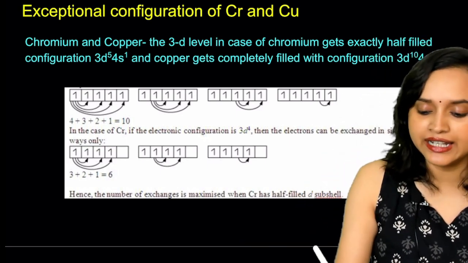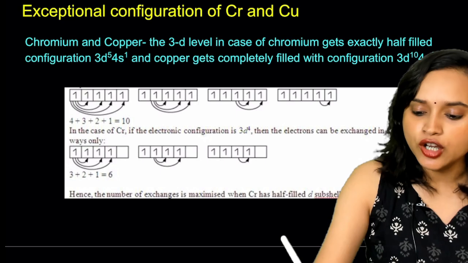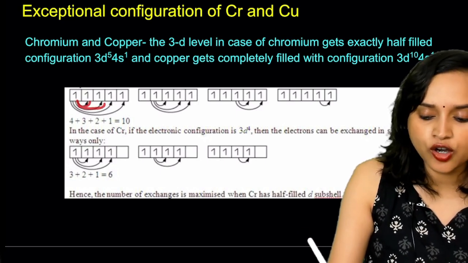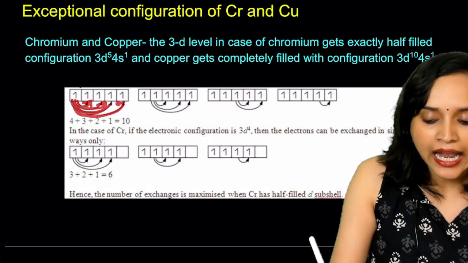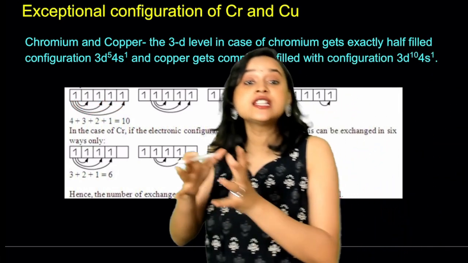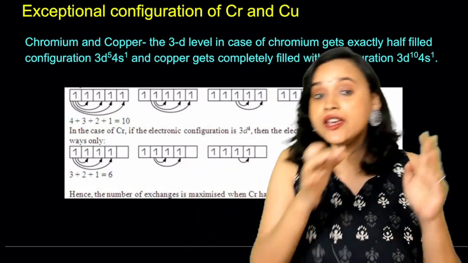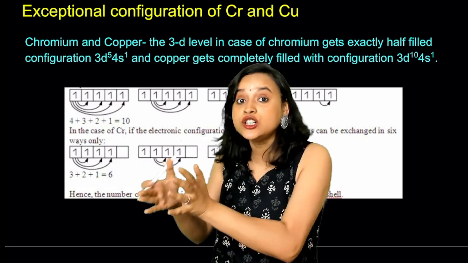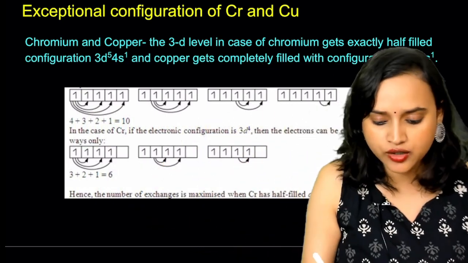So if you take a look at it, let's say that chromium has 3d5, right? Now, if it is 3d5, this electron can get up and go to any of these orbitals. Is that right? And while it is changing its position, do you understand that there will be some energy involved? If it wants to go from one room to another room, it will need some energy. Is that correct? Yes, everybody.